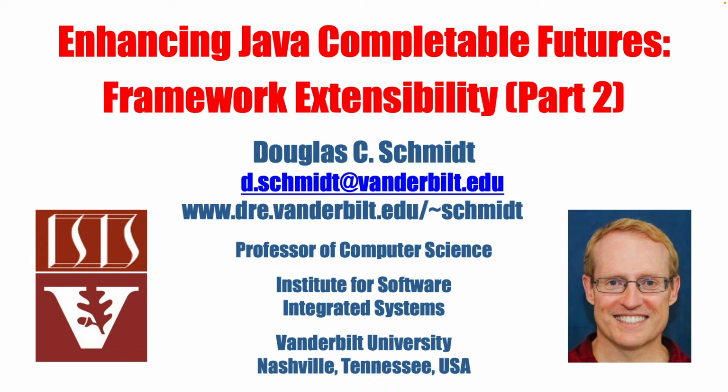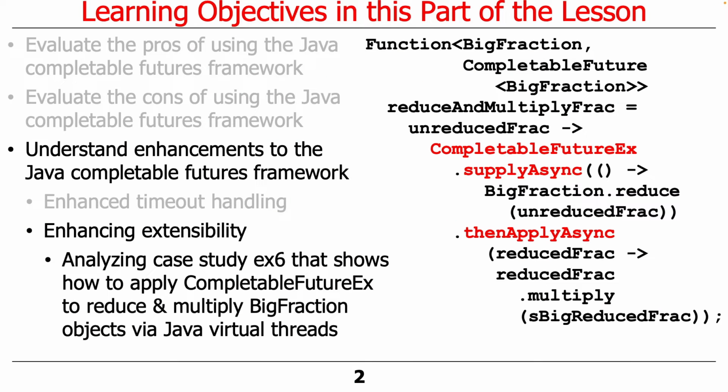So in part 2 of this particular lesson, we're going to take a look at how to extend the Java CompletableFuture framework, which we looked at in part 1. And then we're going to show how to apply our extended CompletableFuture framework, CompletableFutureEx class or subclass, to reduce and multiply big fractions using Java virtual threads for everything, including for these more advanced completion stage operations, which heretofore would have been hard to do without these features that were added in Java 9.